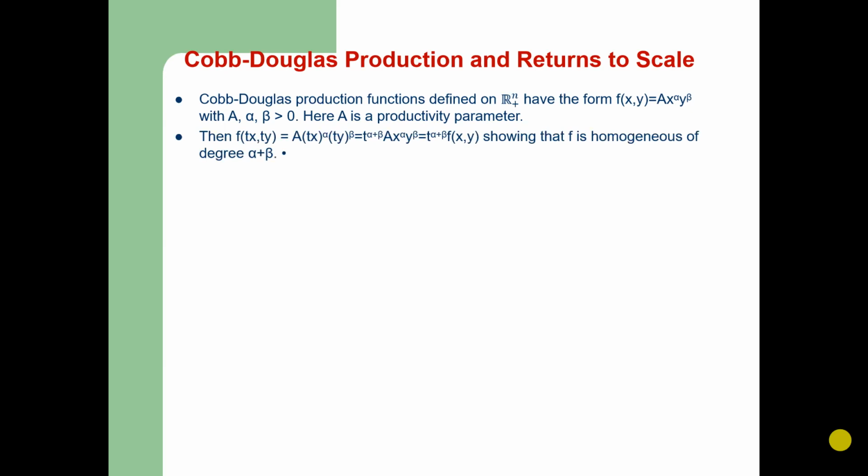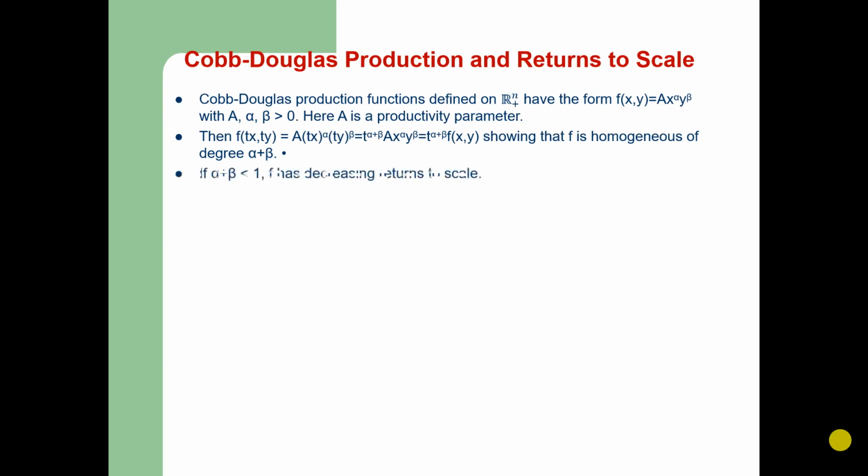Then f of tx, ty, that is, if we increase both inputs by t, we can write the right hand side as A times tx raised to the power alpha times ty raised to the power beta, and then we can factor out t raised to the power alpha plus beta times A x raised to the power alpha y raised to the power beta, and that is equal to t raised to the power alpha plus beta times f of x, y, which shows that the function is homogeneous of degree alpha plus beta.